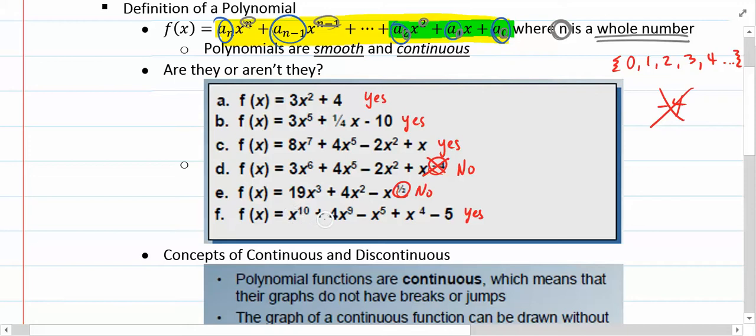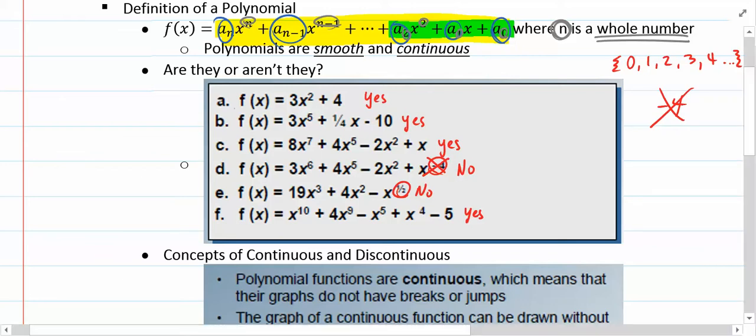Option F is a polynomial. None of our coefficients violate any of our terms, and also the exponents are all okay too. They are all whole numbers. So yes, letter F is a polynomial.